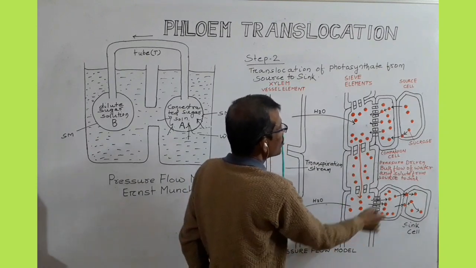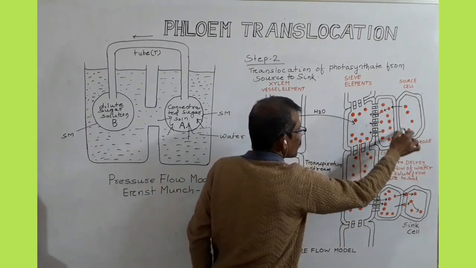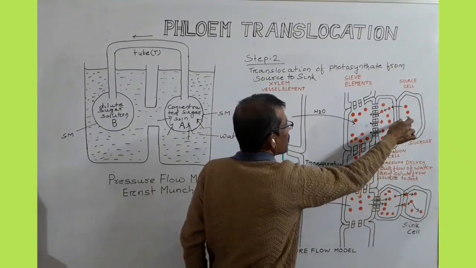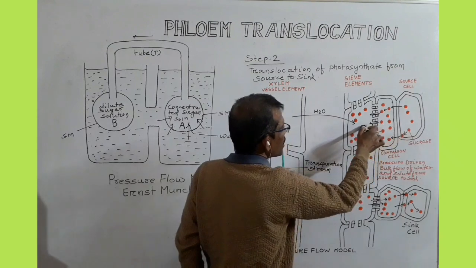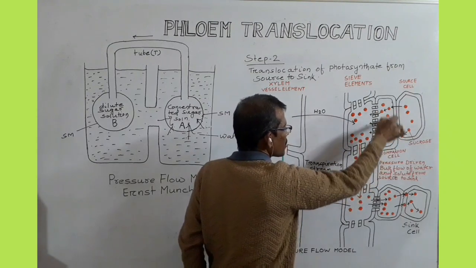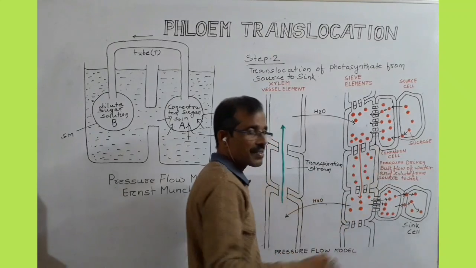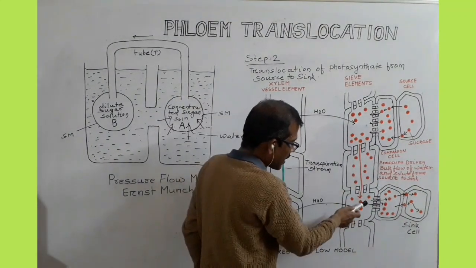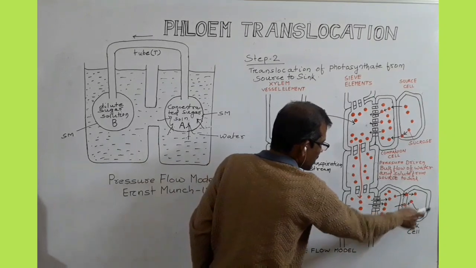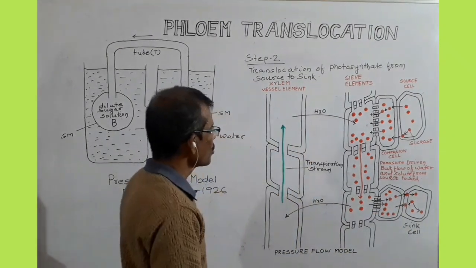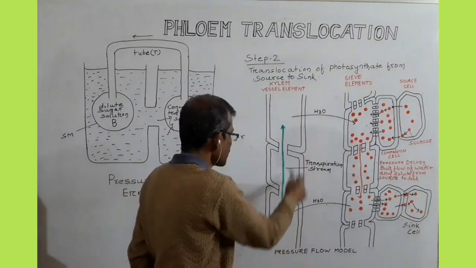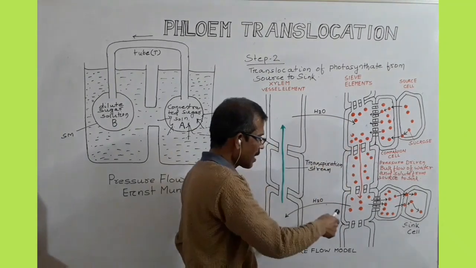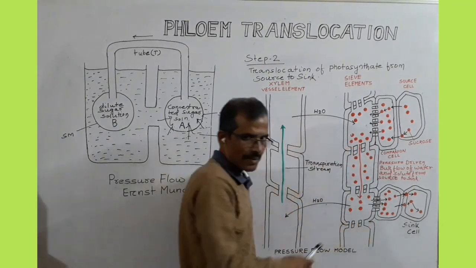And nearby the sieve tube, this is the source cell or the mesophyll cell where photosynthesis takes place. In between the source cell and the sieve tube element, this is the companion cell, which also is essential in phloem translocation. And toward the end of the sieve tube, this is the sink cell, for example, root. And nearby, this is the xylem vessel. This is the source end of the sieve tube, and this is the sink end.